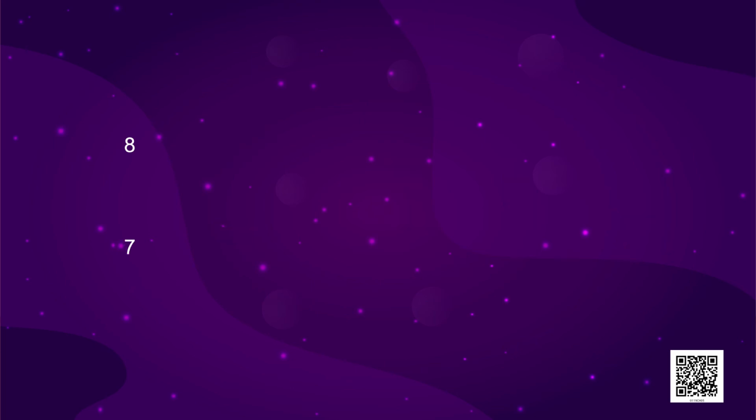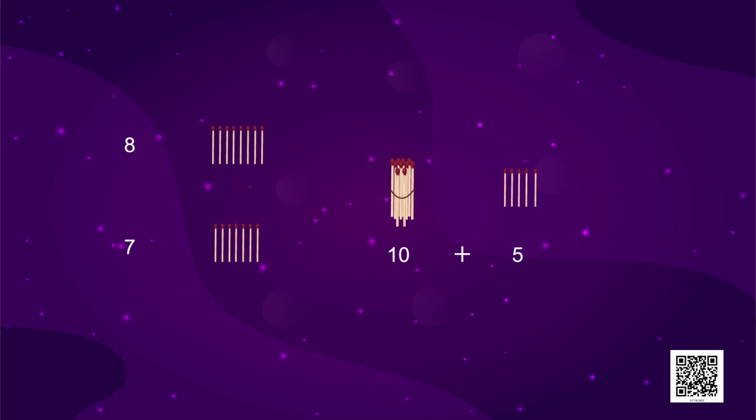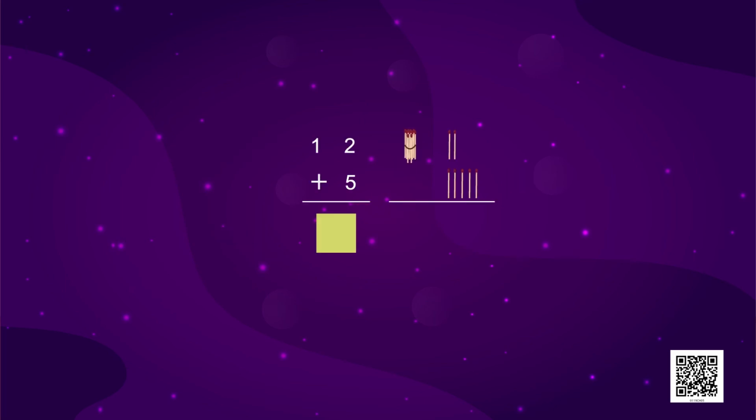Yes. Now we have 8 plus 7. So 8 sticks, then 7 sticks. By grouping 10 sticks together, we got 5 remaining. So 10 plus 5 is equal to 15. That's fun. Look here children, 12 plus 5.